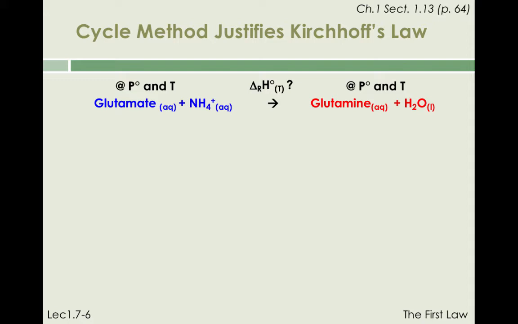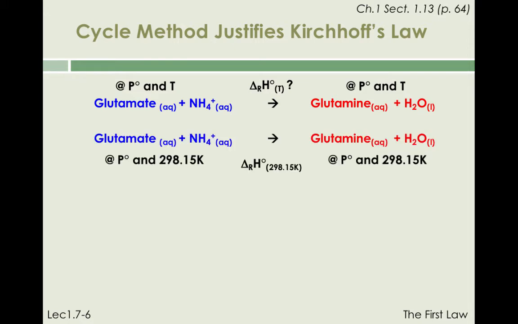Let's assume we are interested in the value of the standard reaction enthalpy at some temperature T other than 298 Kelvin, and that we know the value of the standard reaction enthalpy at 298 Kelvin, as well as the molar heat capacities at constant pressure for reactants and products. Since we know the value of delta_r H standard at 298 Kelvin, let us write the thermochemical reaction equation at that temperature for that standard pressure.